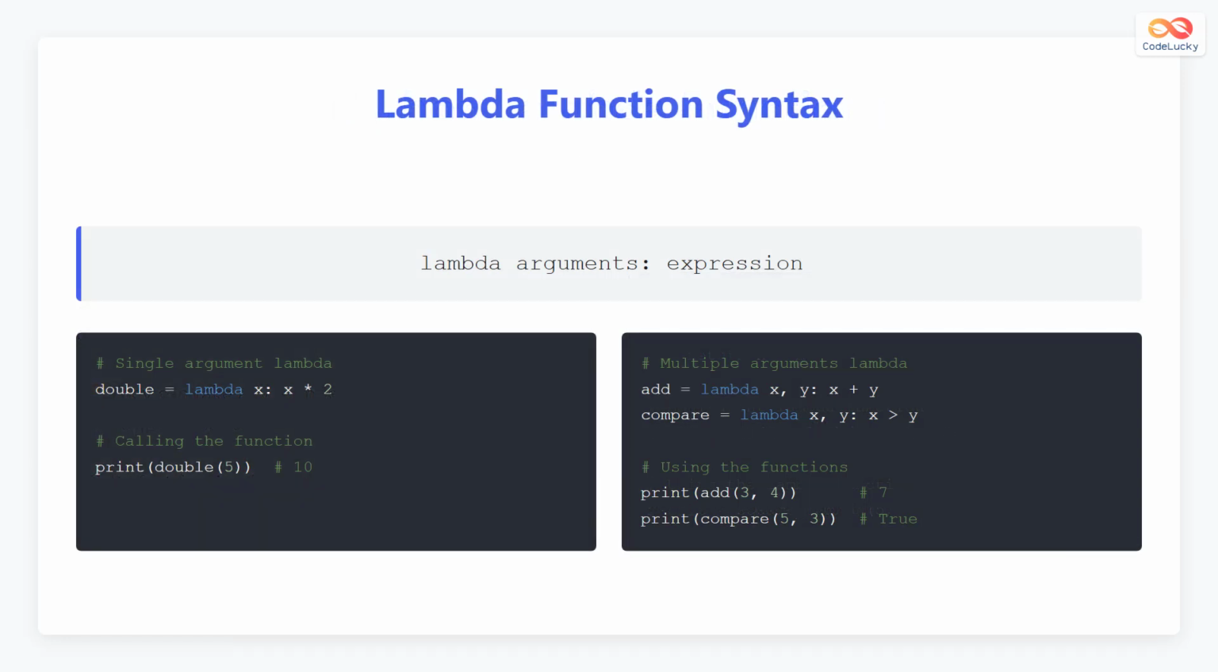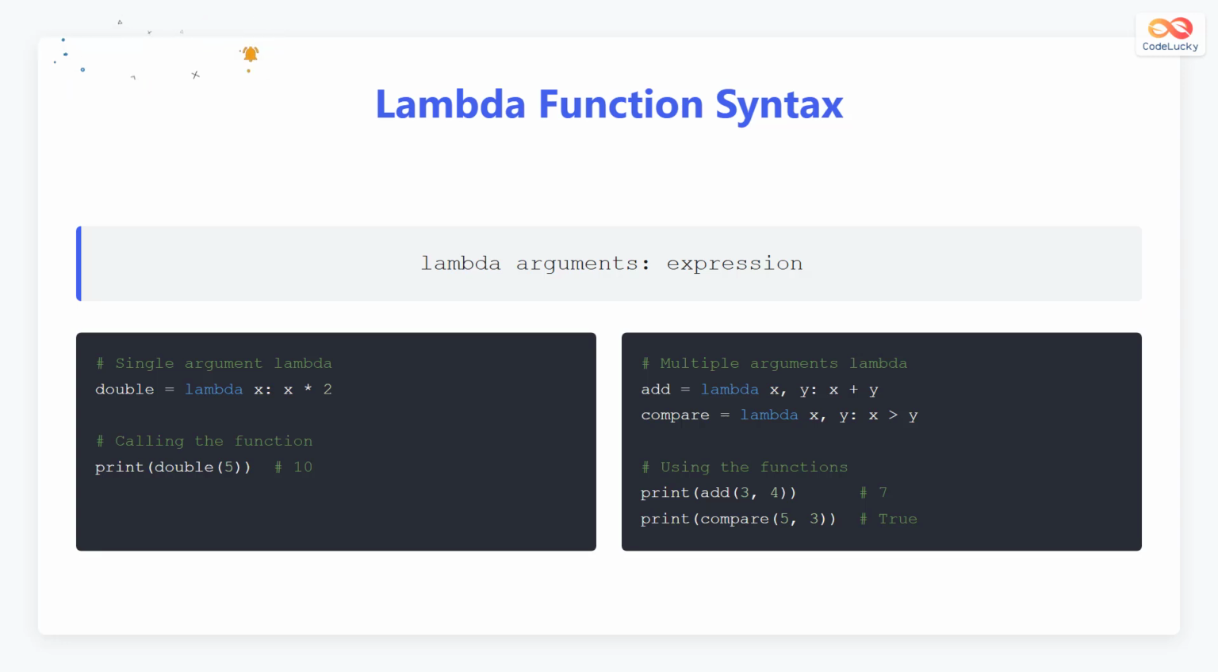Now let's explore the syntax of lambda functions. The basic syntax is lambda arguments : expression. You start with the keyword lambda, followed by the arguments you want to pass to the function, then a colon, and finally the expression that the function will evaluate and return.